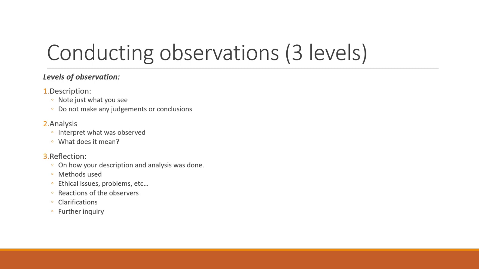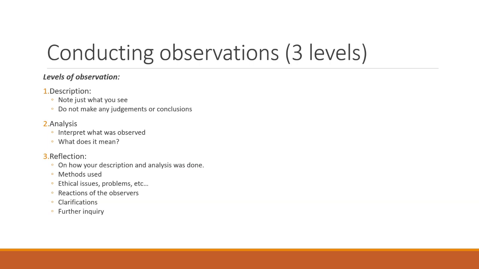The ways in which one would collect data as part of observation studies is that you observe phenomena, and then you describe what you see. You do not make any judgments or conclusions. You describe, so it's descriptive, right? And then you provide an analysis, an interpretation of what you have observed, right? What does this mean? What does this tell us? What is it that we can understand based on this observation and how you've described it, right? What does it mean?